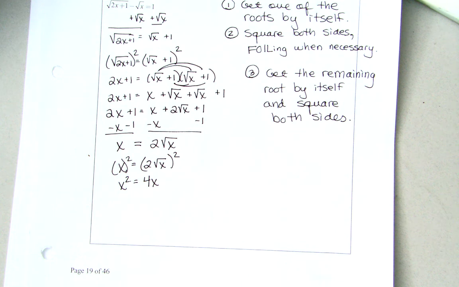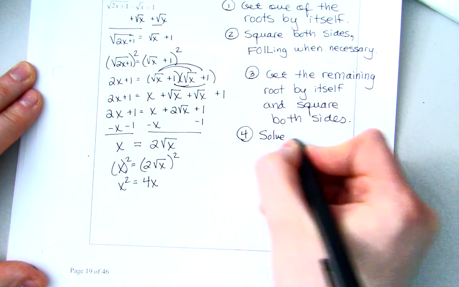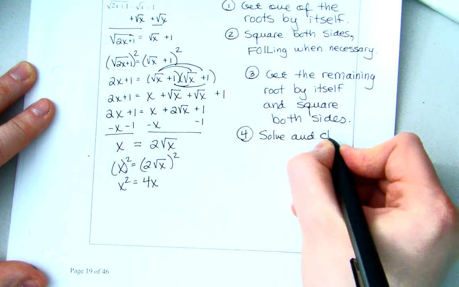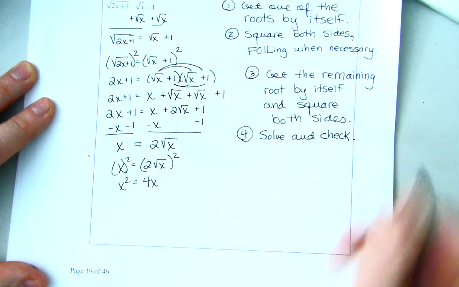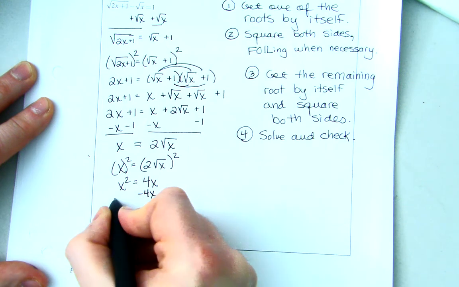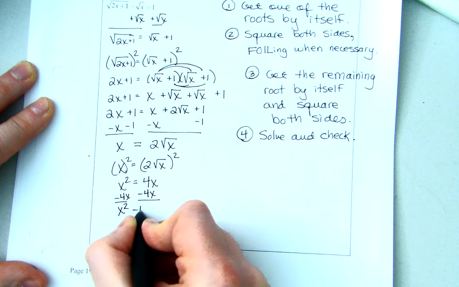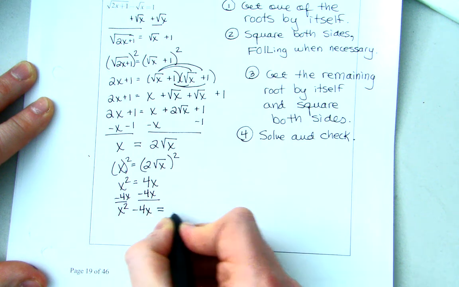No fractions. That's nice. I know it looks a little weird, but it's a quadratic equation, so what I want is for it to equal 0. I might as well write step 4 now. We're just going to say solve and check. I'm going to subtract 4x. So, x squared minus 4x equals 0.